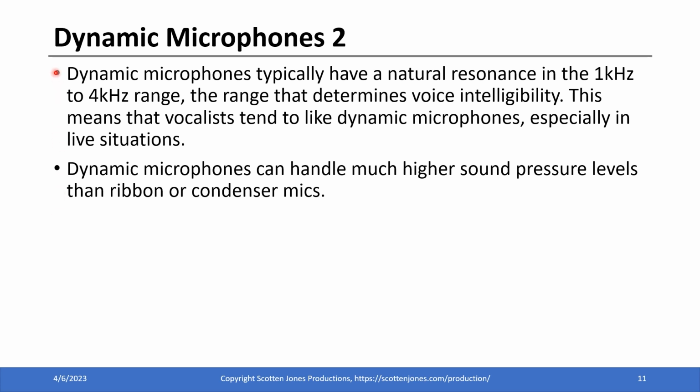Another thing about dynamic mics is they typically have a natural resonance around 1 to 4 kilohertz. And that's where vocal intelligibility is. And this is what's called the presence peak. And generally it helps vocalists cut through the mix, so that you can really hear them clearly. And generally they can handle very, very high sound pressure levels.